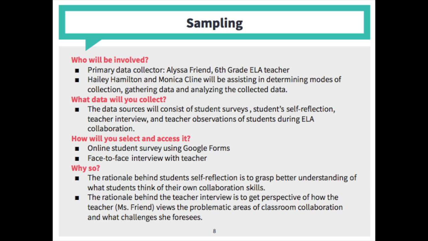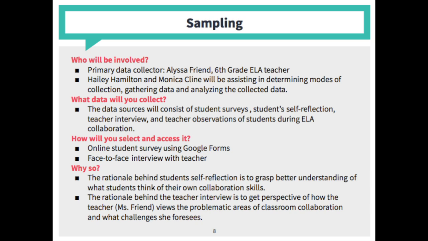The data sources will consist of student surveys, student self-reflections, teacher interview, and teacher observations of students during ELA collaboration. The first set of data will begin with students completing an online survey on Google Forms. The initial survey will ask students for their honest opinions of classroom environment, community, and how they feel about working with peers. Our rationale behind the student survey is to acquire a better perspective on students' point of view of the learning environment.